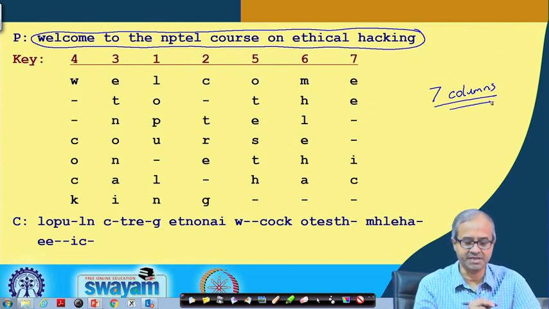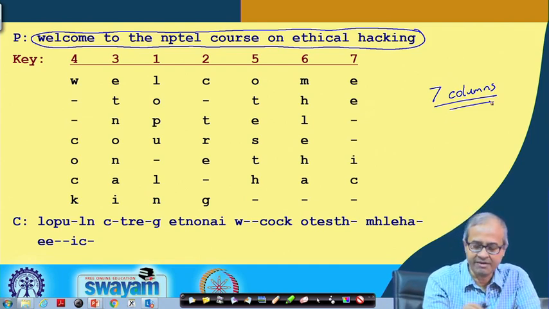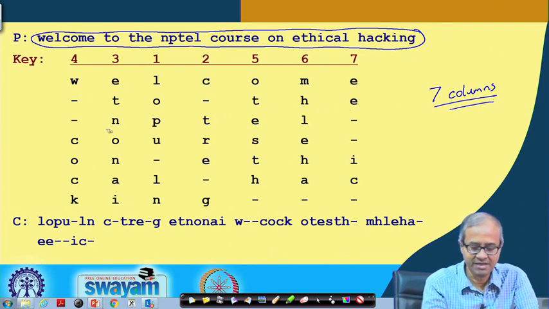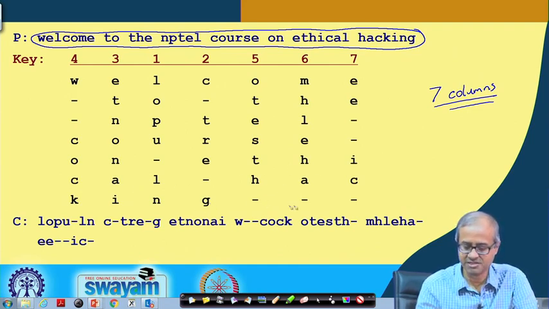This is one I have decided. So, I write down this text. Here the spaces I am showing as dash. Welcome to the NPTEL course on ethical hacking, and just to fill up the last 3 are dash dash dash.